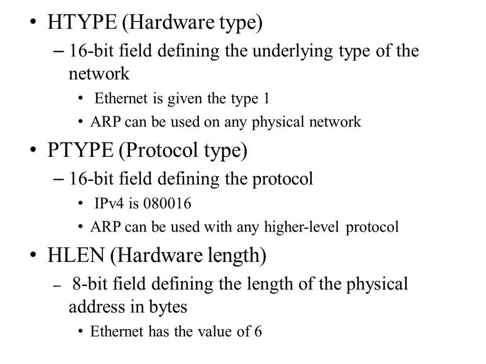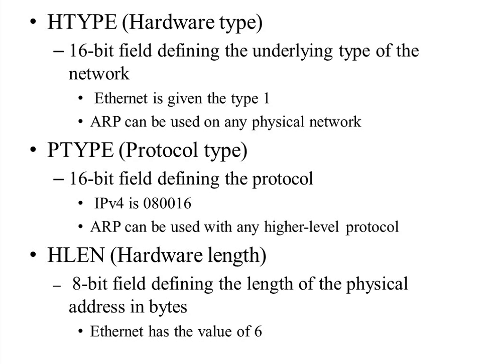So H type is the hardware type. It is 16 bits, defining the underlying network, whether it is Ethernet or another type of network. For Ethernet, it is type 1, and ARP can be used on any physical network. That means whatever the topology, whether it is a bus or a ring topology, whatever the physical network is, this ARP will work. And for Ethernet, the hardware type is 1.